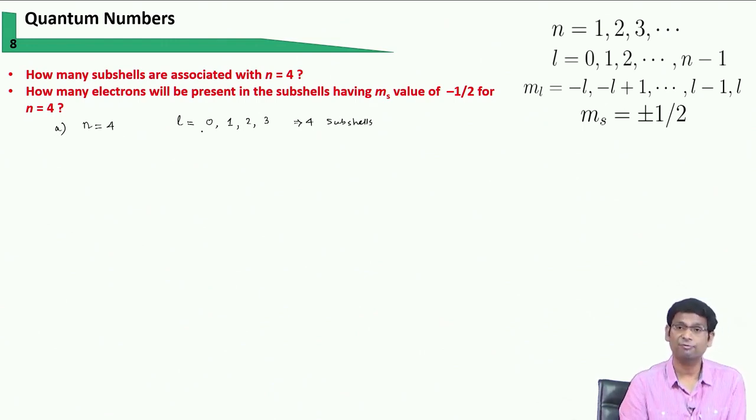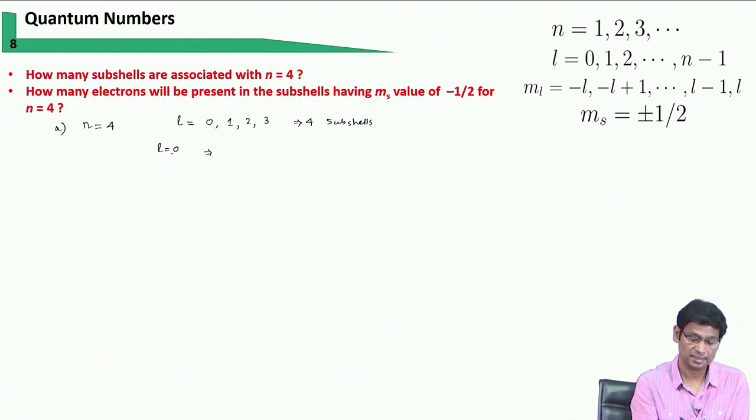Now, for each value of L, we have 2L plus 1 number of ml values. Suppose L equals 0. So, therefore, since L is 0, 2L plus 1 is 1. So, one possible value of ml exists, and that value of ml is 0. And this one we call an orbital. So, I have got one orbital.